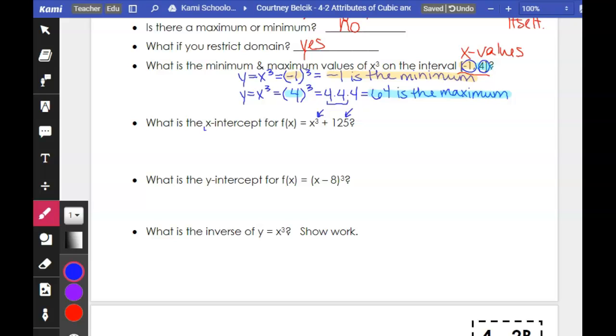So if I want the x-intercept, think about what that looks like. It looks like an x value, and what do we have for the y value? We have 0. An x-intercept is always an x value, comma 0. So I'm going to take that 0 and substitute it for y. I have 0 equals x cubed plus 125.